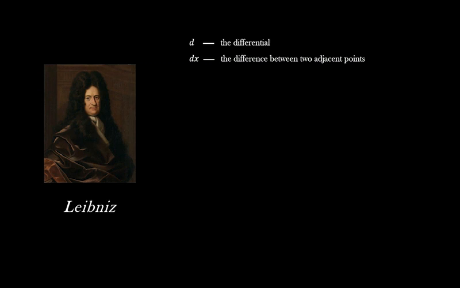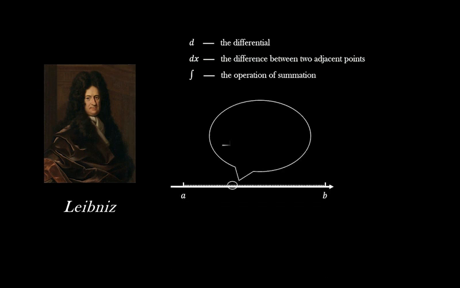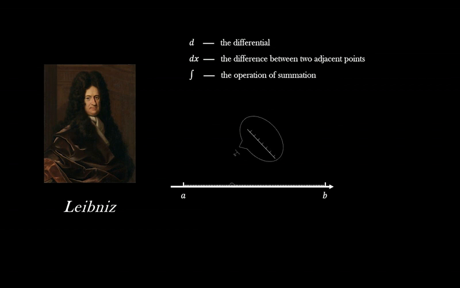In Leibniz's system of principles of calculus, d represents the differential, dx represents the difference between two adjacent points, and the integral operation represents the operation of summation. That is to say, the differential is the miniaturization of a certain interval at the point level, and the integral is the accumulation of the result of miniaturization at the point level. The differential is the inverse operation of the integral, and vice versa.